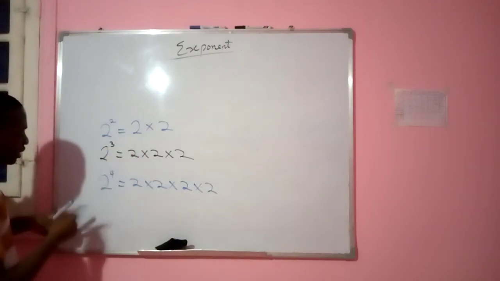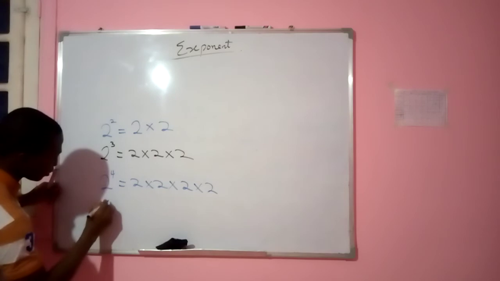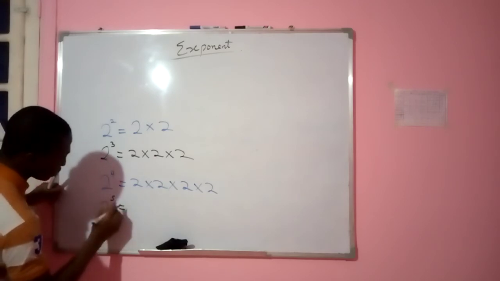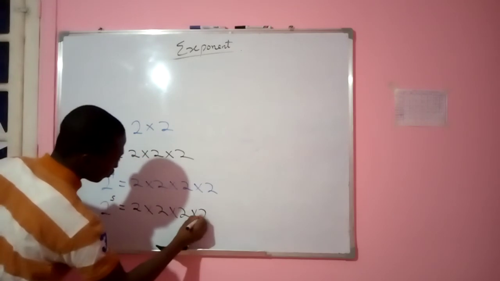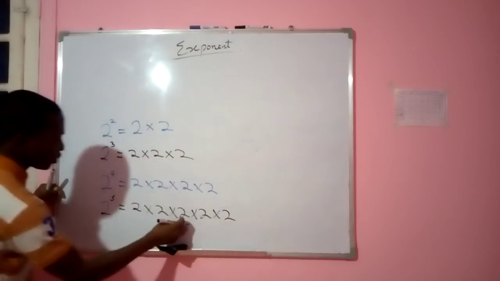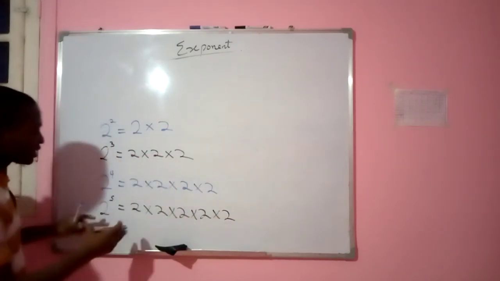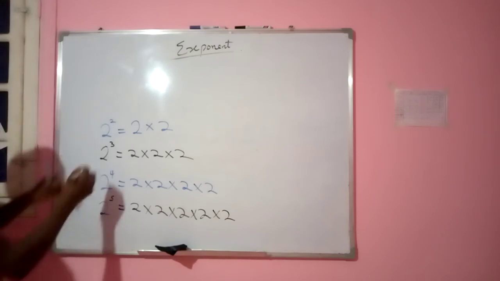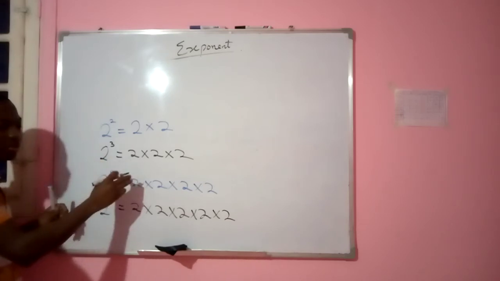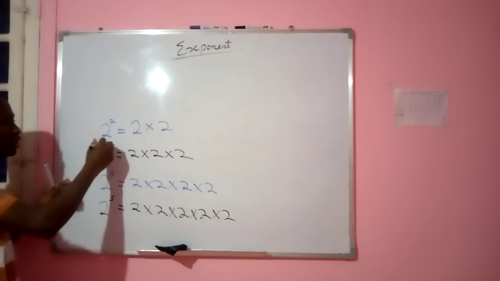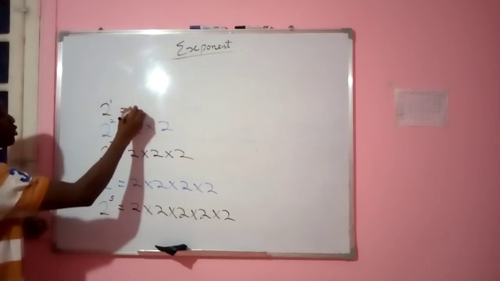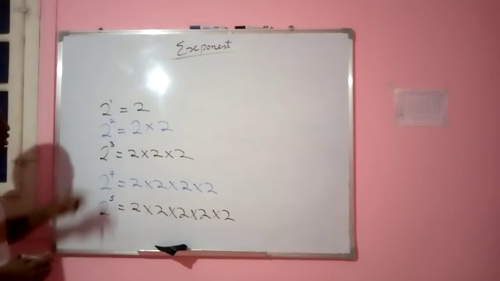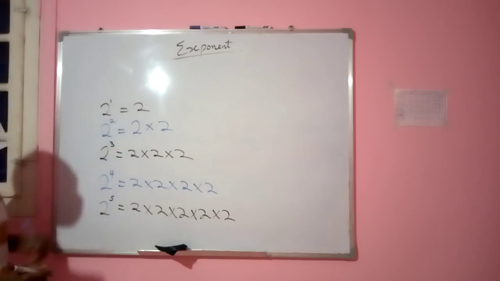So the pattern goes like that. Let me write 5. 2 raised to the power of 5 means 2 times 2 times 2 times 2 times 2. 1, 2, 3, 4, 5. So as we can see here, the base is being multiplied by itself based on the exponent on top. Okay, let's say we have 2 raised to the power of 1. So definitely it's going to be 2. Raised to the power of 1 equals itself.